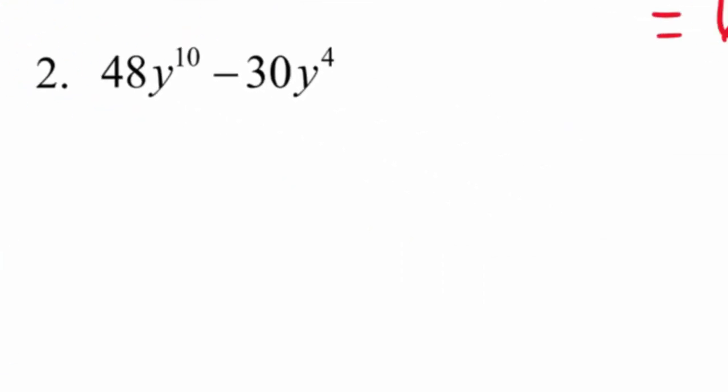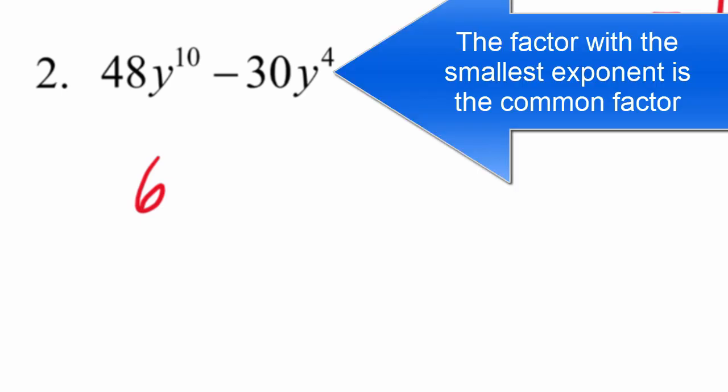In this problem, we have 48y to the 10th minus 30y to the 4th. We're factoring out the greatest common factor. 48 and 30 have a 6 in common. And again, if you don't see that right off the bat, then our last video gives you some techniques for being able to find a GCF, so take a look at that last video. And then between y to the 10th and y to the 4th, the y to the 4th is in common.